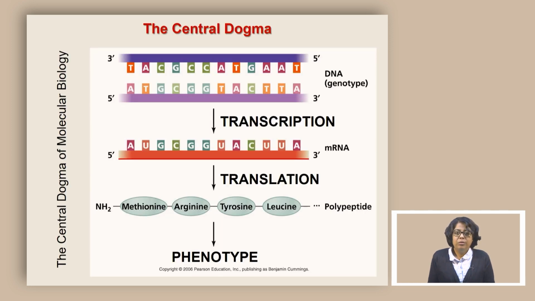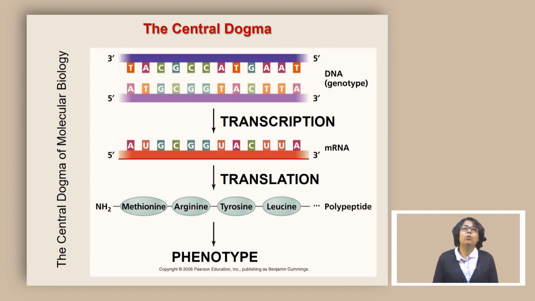So, we know that one of the major things about life is that all life is made up of cells. It can be a single cell, it can be multiple cells, and all the cells have some genetic material, and the common genetic material that we know about are DNA and RNA.